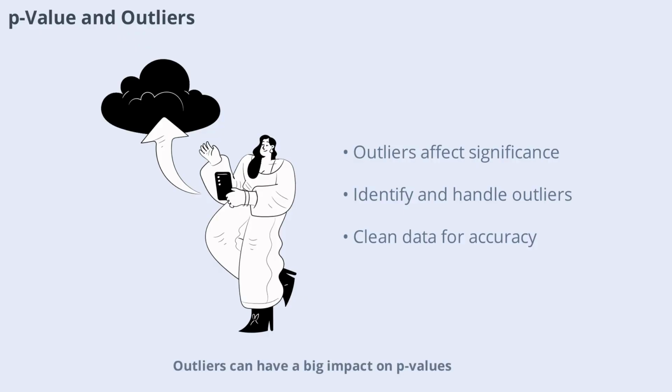Outliers can have a big impact on p-values, sometimes making results appear more or less significant than they really are. It's important to identify and understand outliers in your data before relying on p-values for interpretation. Proper data cleaning and analysis help ensure accurate results.